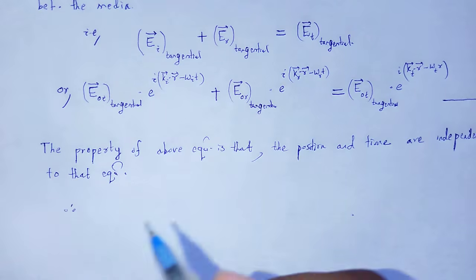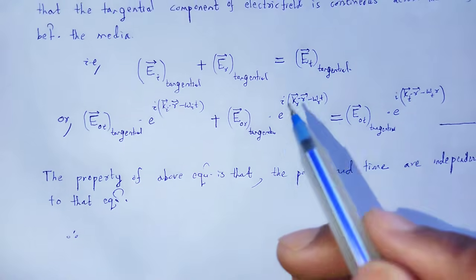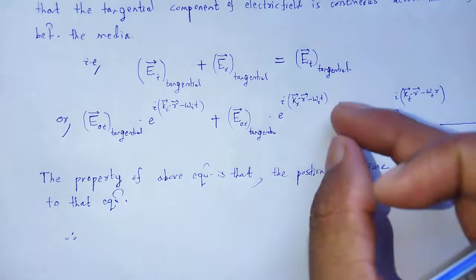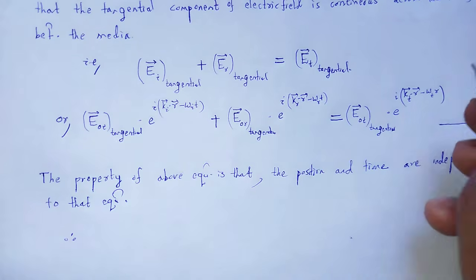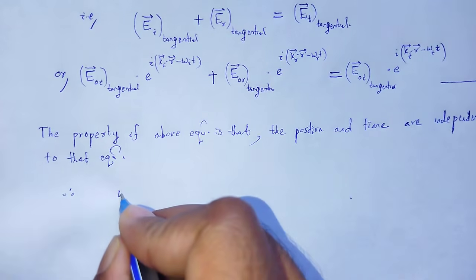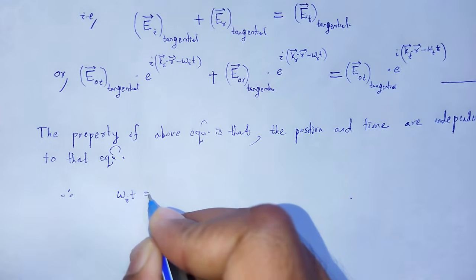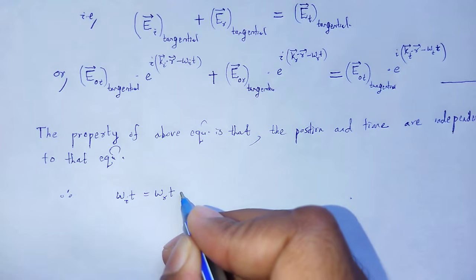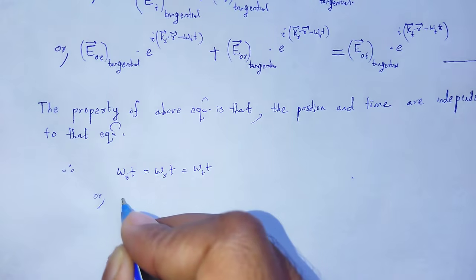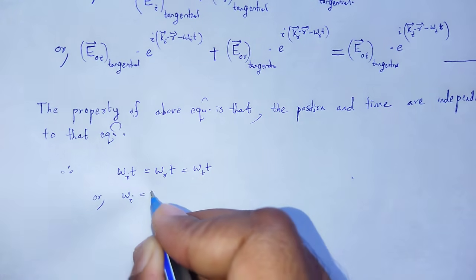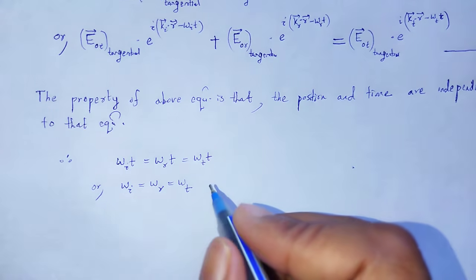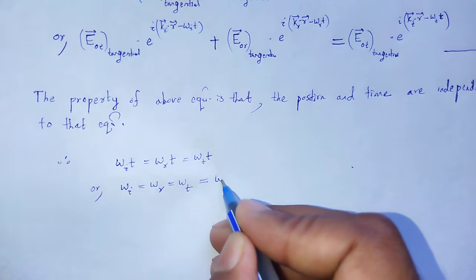Therefore, choosing first the time section, omega I t is equal to omega r t is equal to omega t t, or omega I is equal to omega r is equal to omega t, all are same. Let us say that is omega.